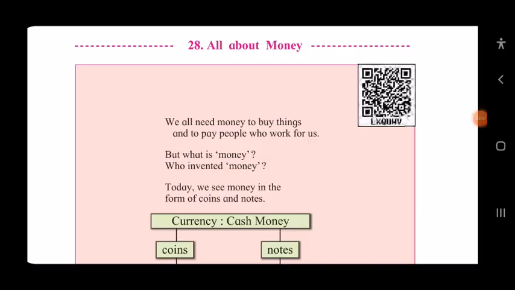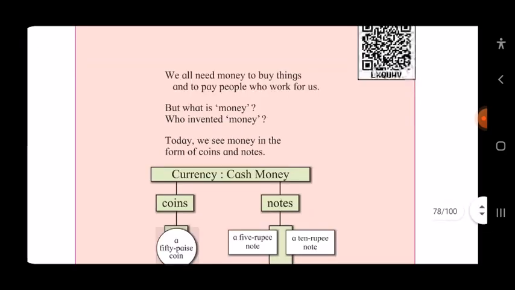Good morning, students. Today we will start with a new lesson in English. The name of the lesson is All About Money. Now, you all know that we have to use money accordingly because money is precious and we have to use it carefully, right? Okay, so we'll see the lesson.